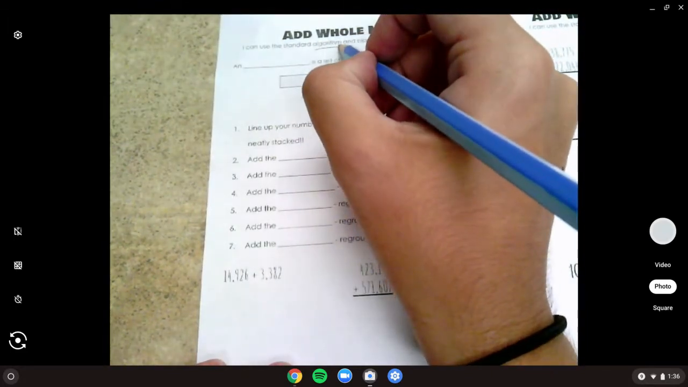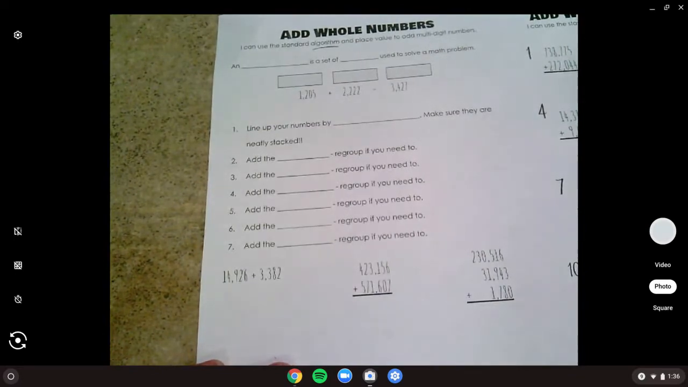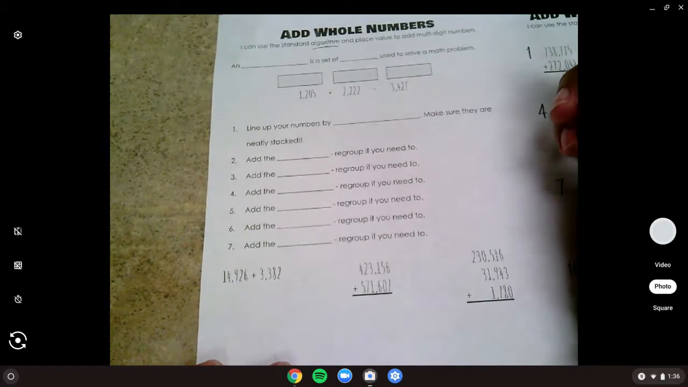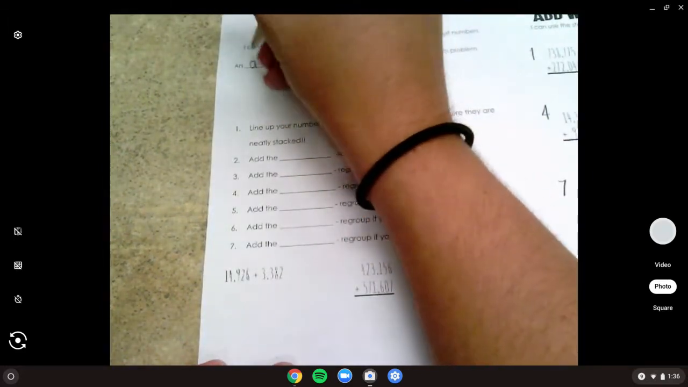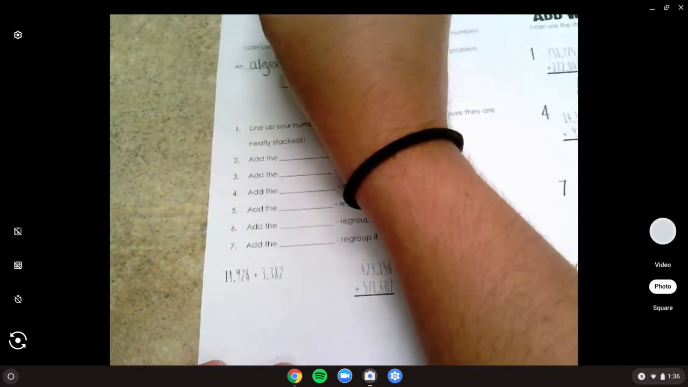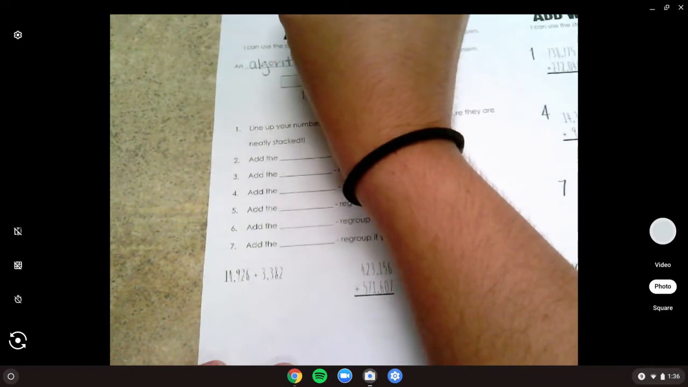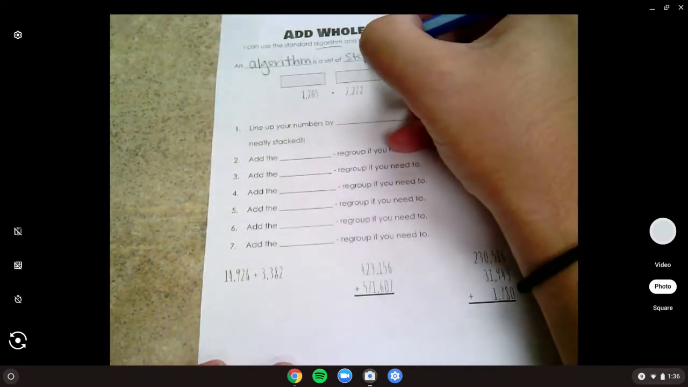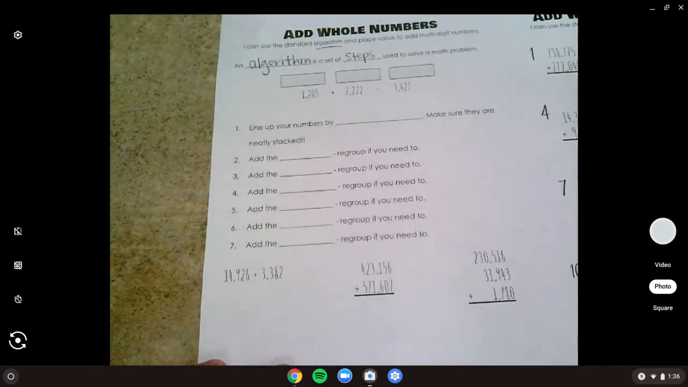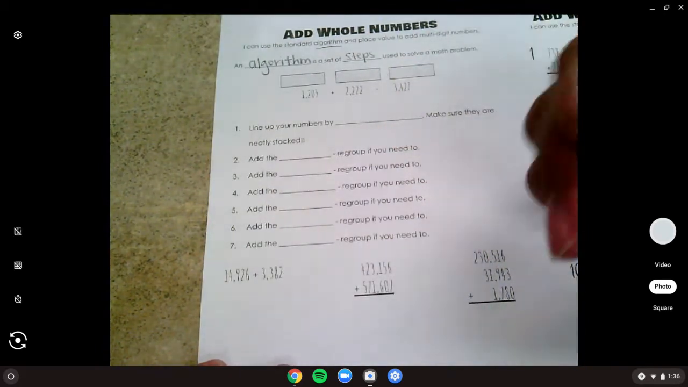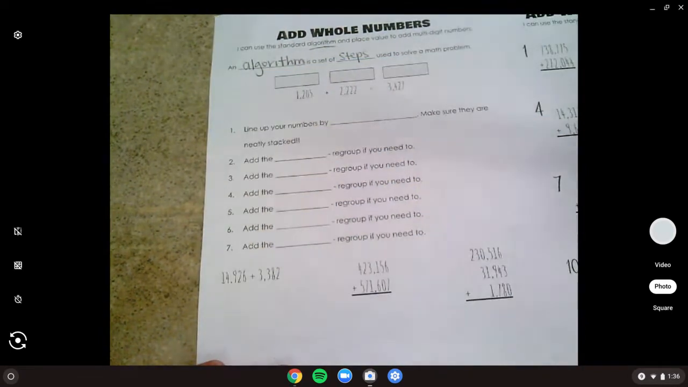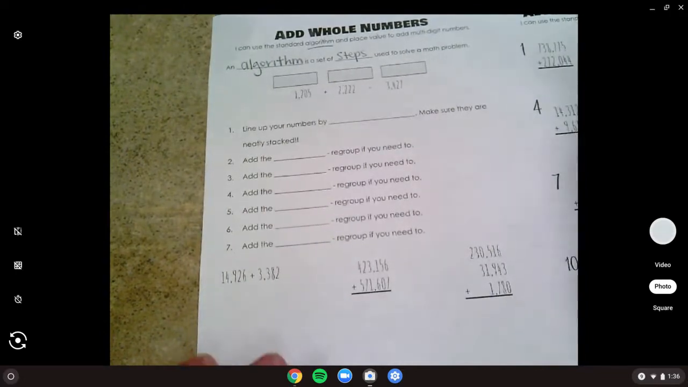Now that word algorithm is really big. So we're going to make a sentence to help us remember what that vocab word means. An algorithm is a set of steps used to solve a math problem. So we're doing these when we go through our steps and we go 1, 2, 3, 4, 5, 6, 7. We're doing an algorithm. We're doing those things in a certain order, a step.